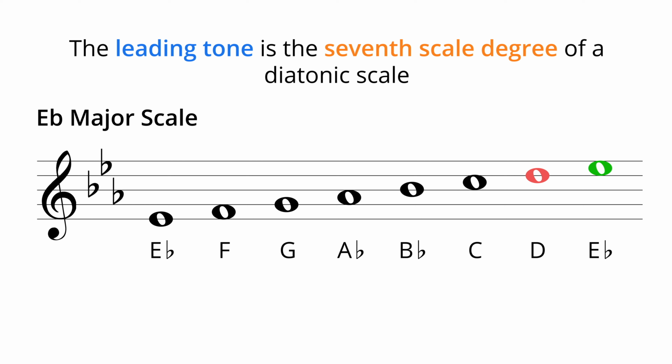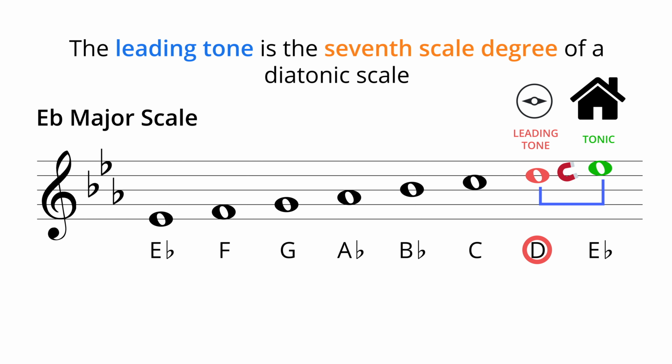It's a special note because it's only a half step below the tonic, the first and most important note of the scale. This close proximity to the tonic creates a strong pull, a magnetic force that draws the melody towards the tonic. It's like a compass that is pointing your way home. In the key of E flat, it's D, just one step away from the tonic E flat.